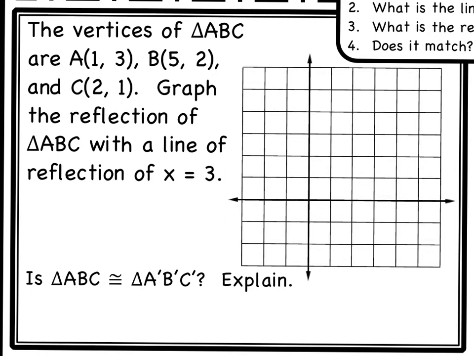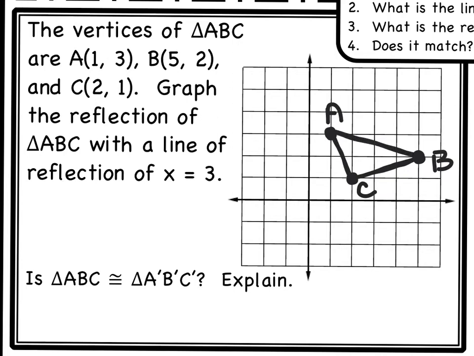Now, for this next example, what we notice is that there is no figure drawn. So the first thing I want to do is draw my pre-image, or my original figure. So point A is at (1, 1). Point B is at (5, 2). And let me make sure that I label these. And point C is at (2, 1). So this is my pre-image, or my original figure.